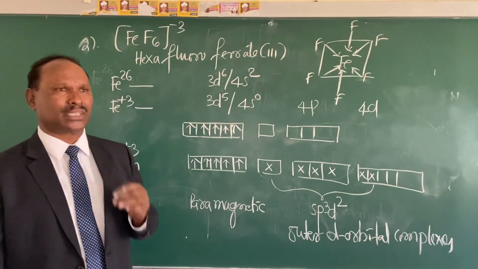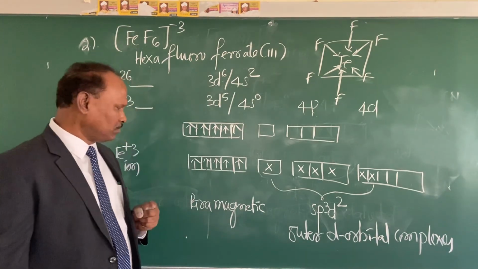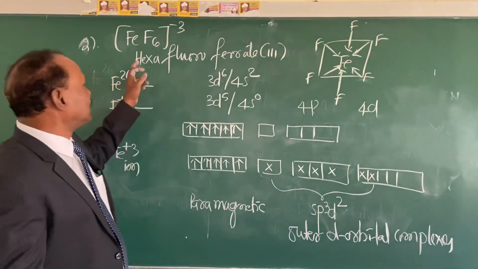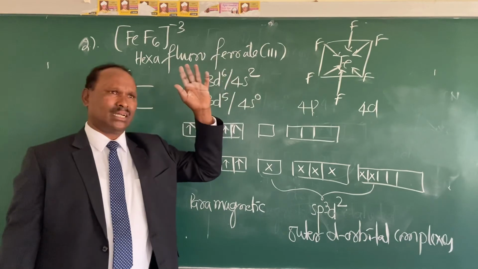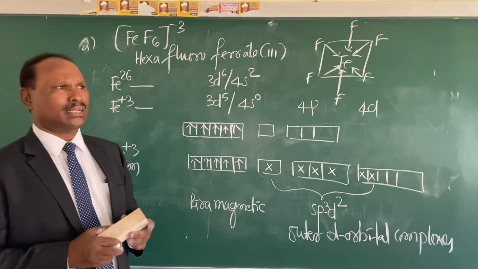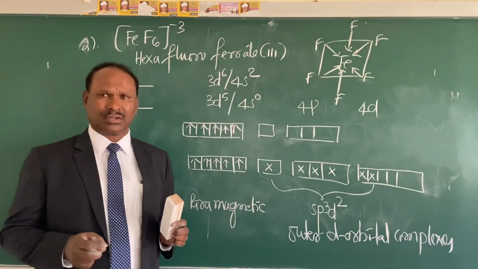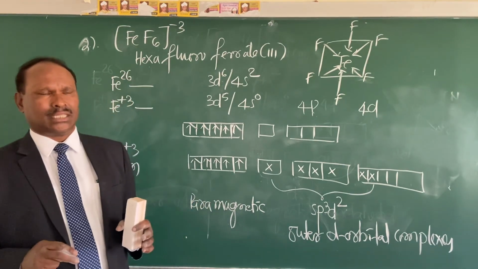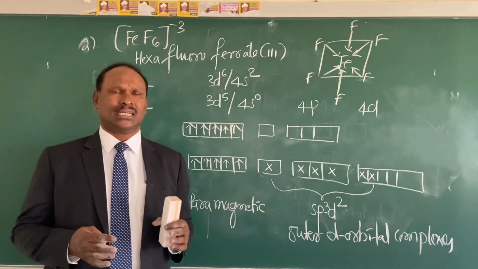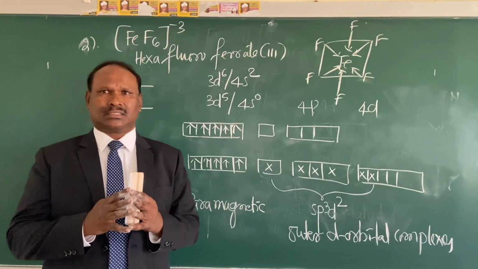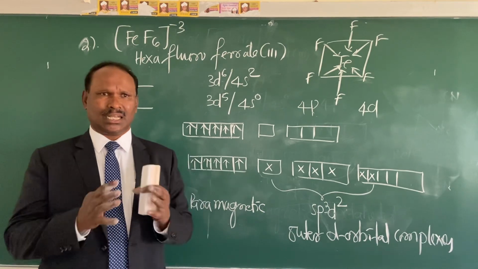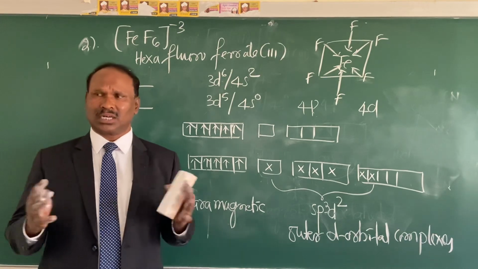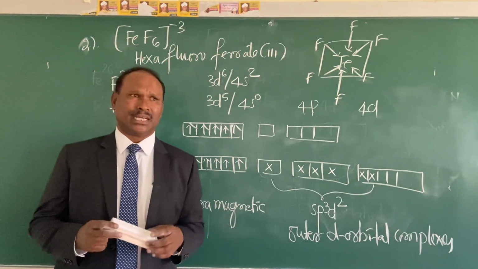Or the other way of asking the question is like this. Explain the magnetic property and the structure of hexafluoroferrate 3 ion. So there are a number of ways the question may be asked. So be aware of such questions. So today I taught you the explanation of valency bond theory by taking 3 examples. There we have also learned what are inner and outer orbital complexes and what are their differences. Okay, thank you.